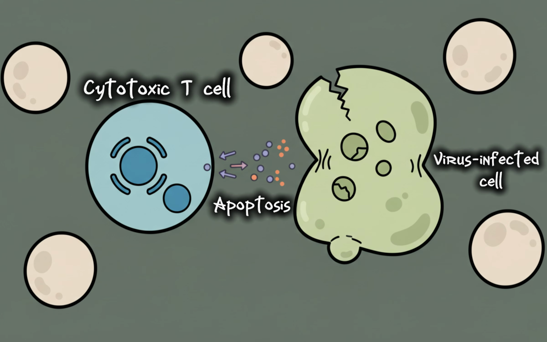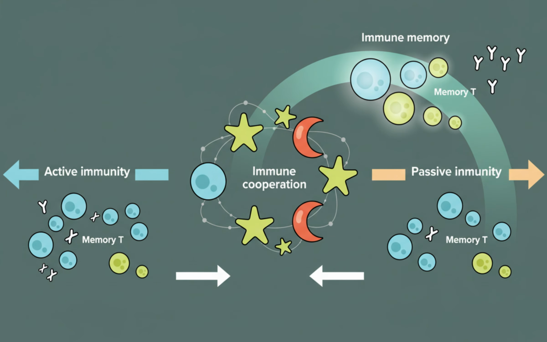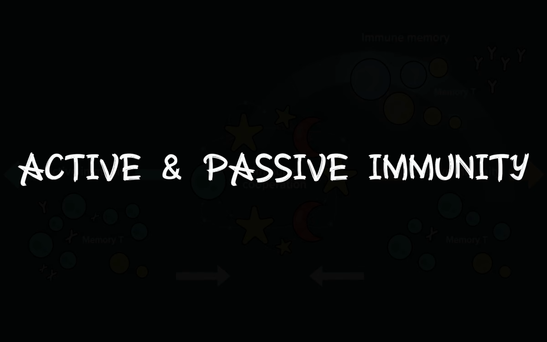Cytotoxic T cells destroy virus-infected cells by inducing programmed cell death. Unlike NK cells, cytotoxic T cells require recognition of a specific antigen. This coordination forms the foundation of immune memory and leads to the concepts of active and passive immunity.